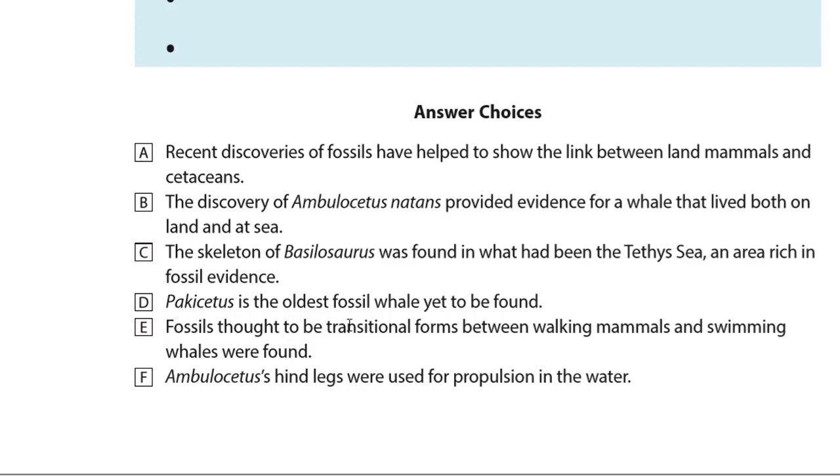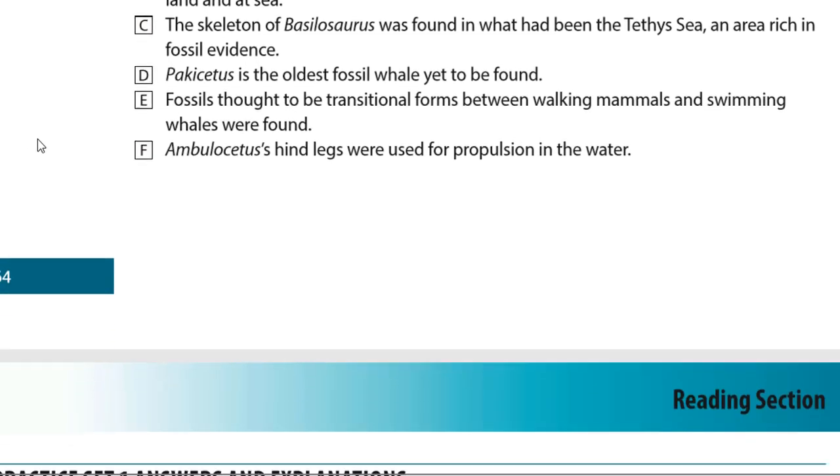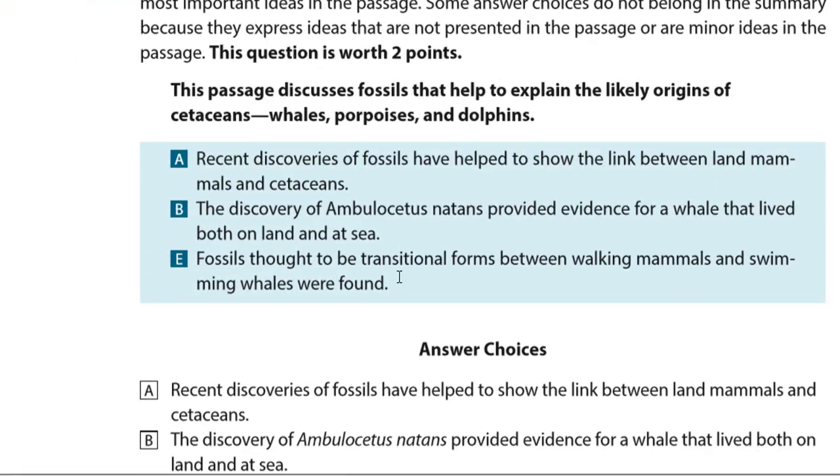D. Pakicetus is the oldest fossil whale yet to be found. We didn't read something about the oldest fossil that needs to be found. So D is out. E. Fossils thought to be transitional forms between walking mammals and swimming whales were found. We also read something about this. F. Amplicetus's hind legs were used for propulsion in water. So I don't think this is a good answer. So A, B, and E. Let's check A, B, and E.